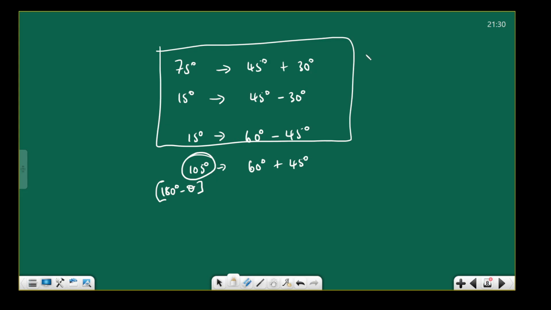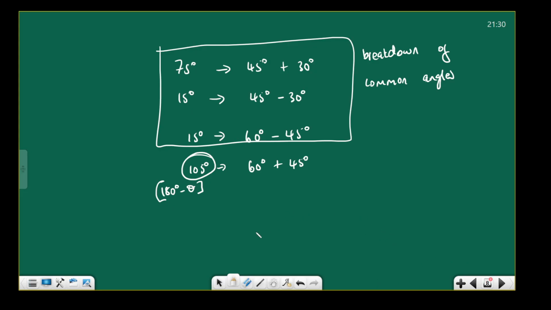So this is the breakdown of some of the common angles, meaning the ones that usually appear. Okay, so that is how you break them down. So that is compound angles, guys.